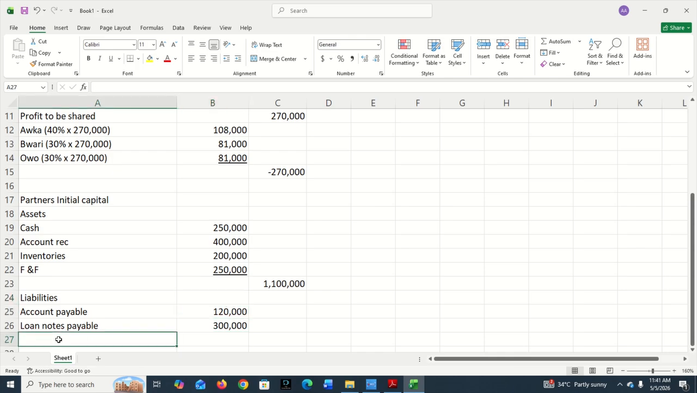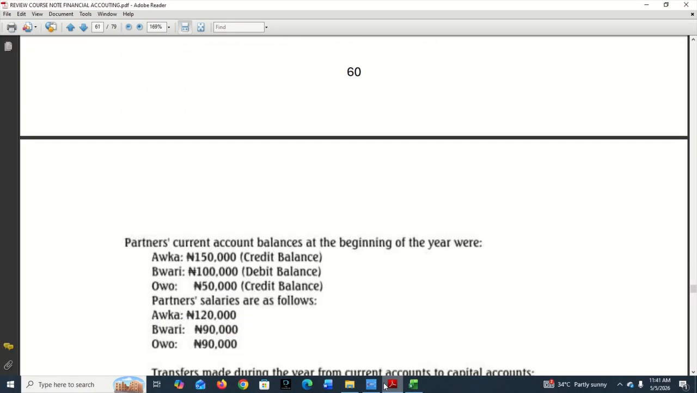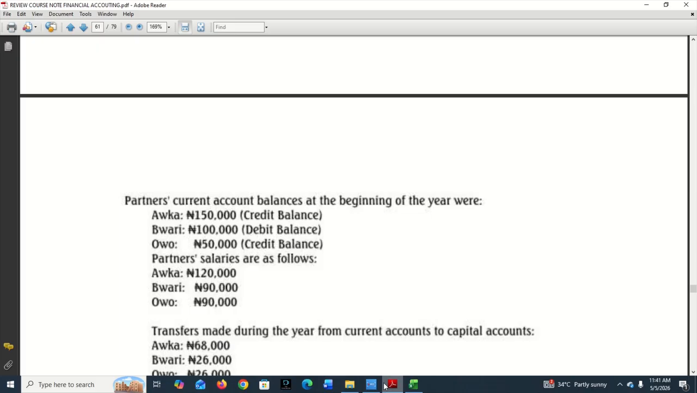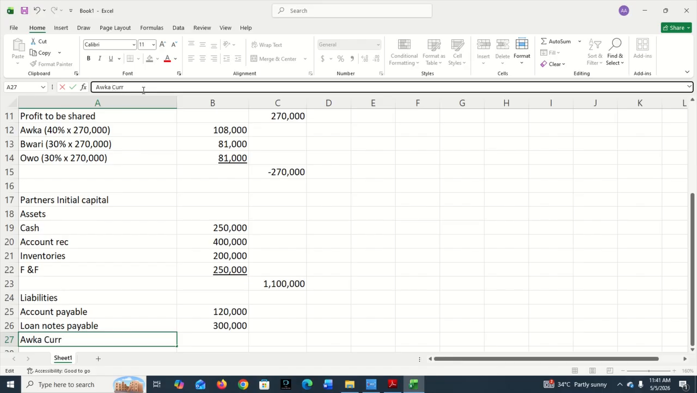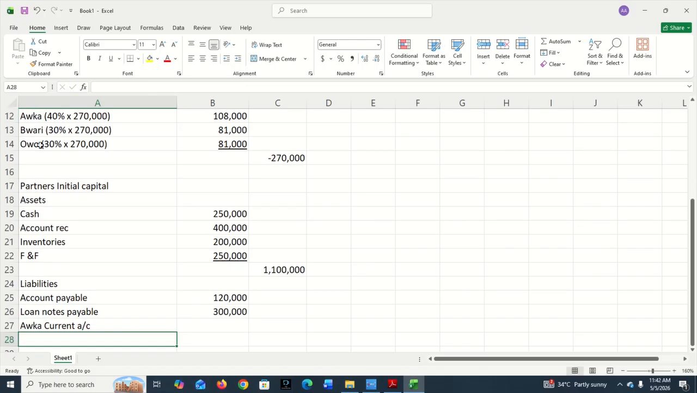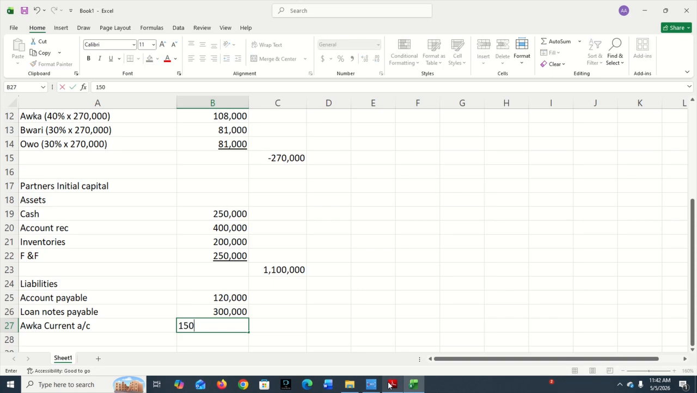Sorry, before we do that, we have the partners' current accounts, which are part of their liabilities. So we have Oka. How much is Oka's current account? Let's check the figure that we have here. Oka's current account is 150,000, credit balance. Next, you have what?